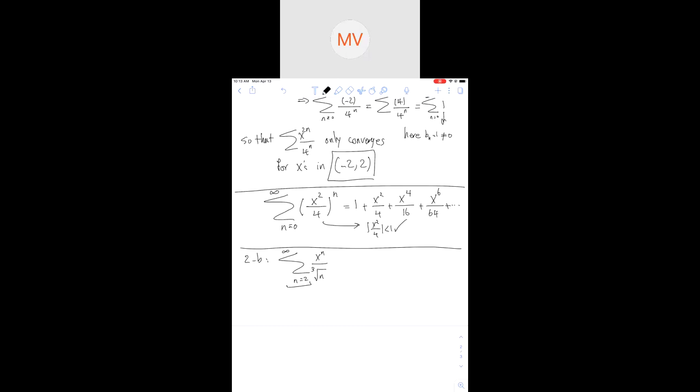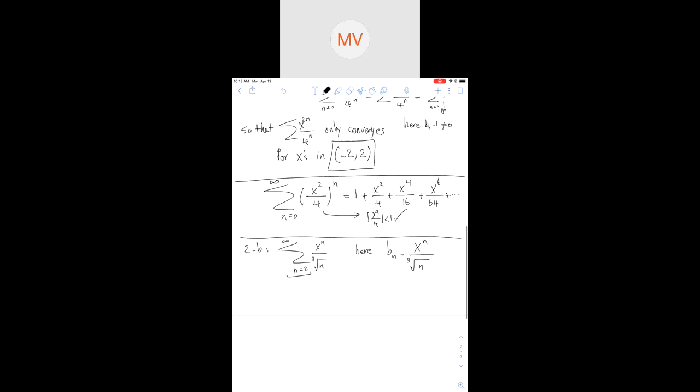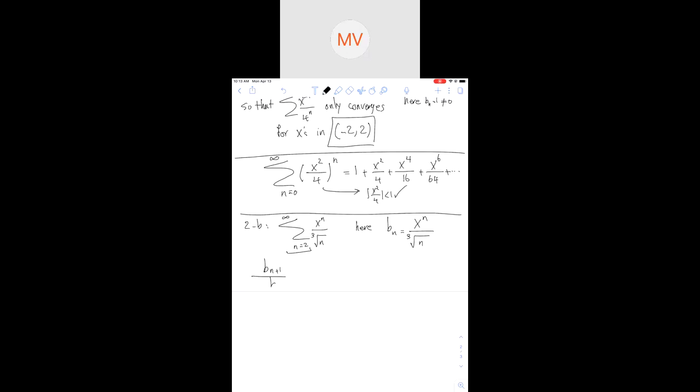All right. So here, let's name it b sub n. b sub n is x to the n over cube root of n. We do the same thing. b sub n plus 1 over b sub n, absolute value, is x to the n plus 1 over cube root of n plus 1 times the reciprocal, cube root of n over x to the n. This simplifies to, as you can see, only one x is left. Cube root of n is already positive, so I put them together and write it as cube root of n over n plus 1.